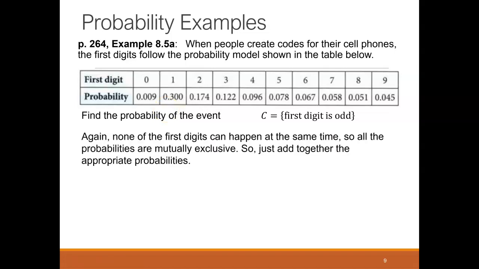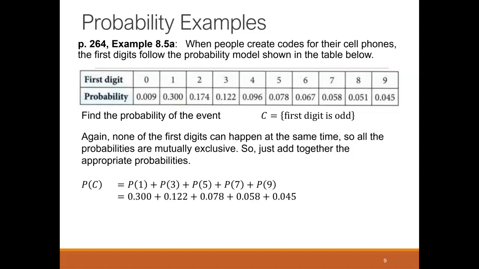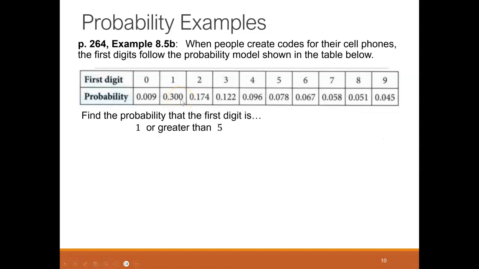And again, we can't have two digits at the same time, right? By definition, all these things are going to be mutually exclusive. So we can just add up the probabilities, and we get 0.603. So far, so good? Okay.